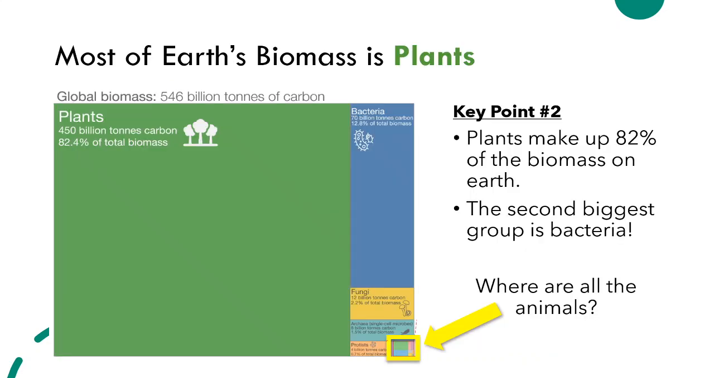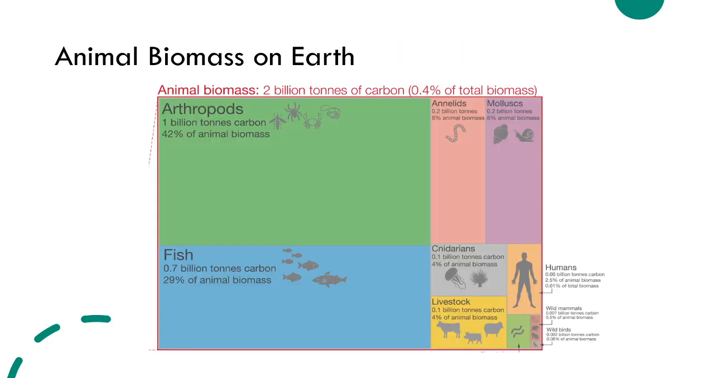If you take this little square that represents all the animals and you zoom in just on that, it looks more like this. This is a breakdown, a graph, of all of the animal biomass on Earth specifically, and the different kinds of animals that it breaks down into. So, again, if this is 100% of the animals on Earth, it breaks down with each of these different colors that you're looking at. The first thing that I see is that this big green block represents a kind of animal called arthropods.